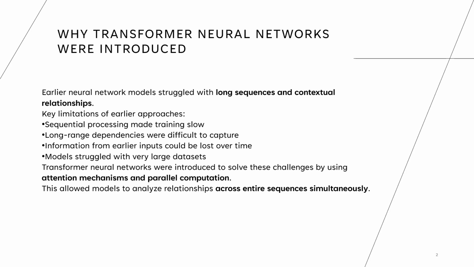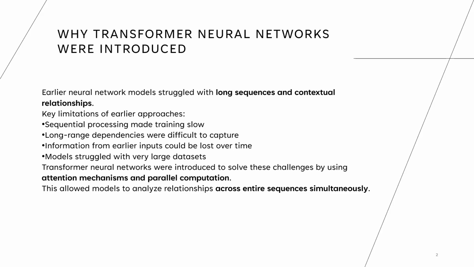First, sequential processing makes training slow and computationally expensive because the model cannot process all parts of the input at the same time. Second, recurrent models often struggle with what researchers call long-range dependencies. In many real-world situations, the meaning of a word may depend on something that appeared many steps earlier in the sentence. But as information passes through many steps in a recurrent network, that earlier context can gradually weaken or disappear. As a result, the model may lose important information.